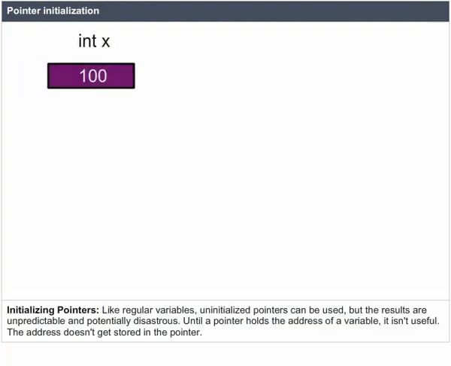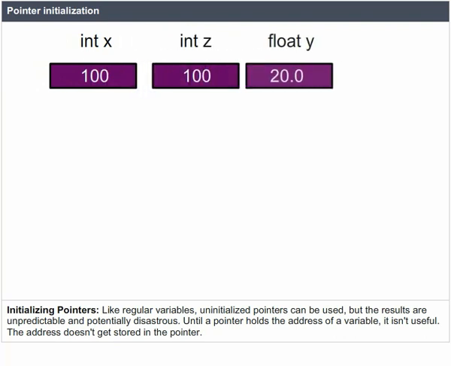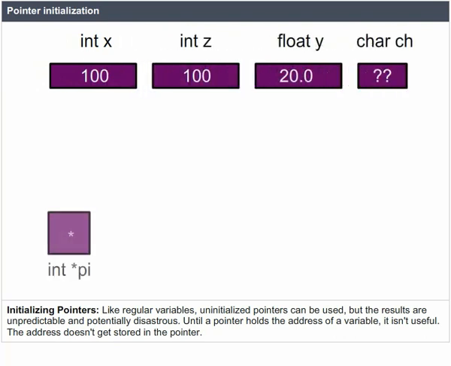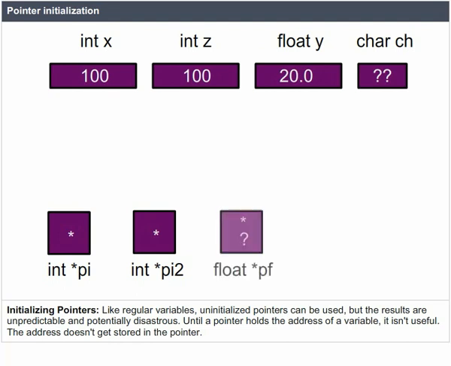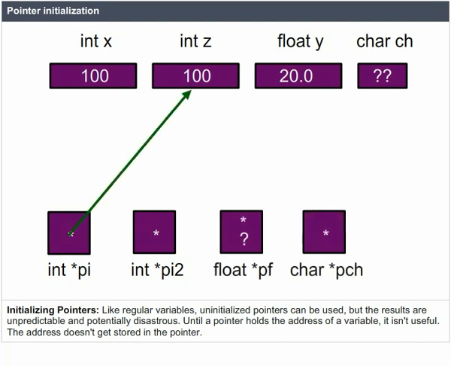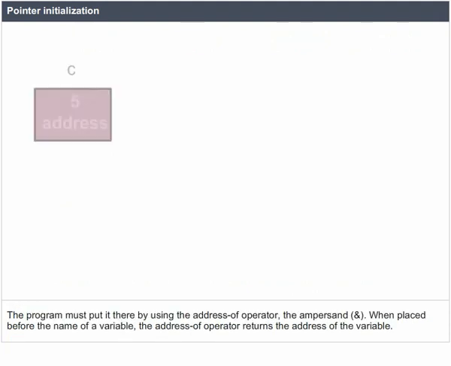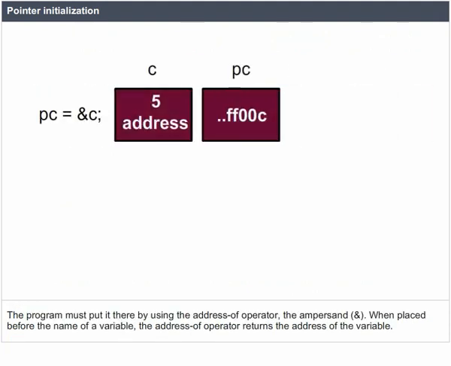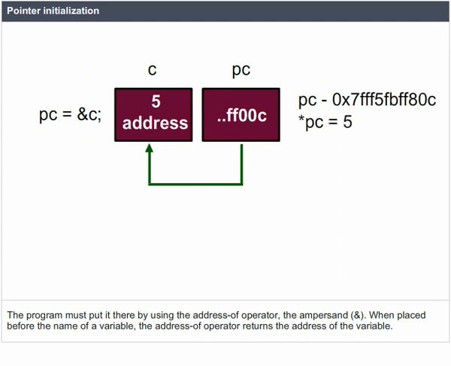Pointer initialization. Initializing pointers. Like regular variables, uninitialized pointers can be used, but the results are unpredictable and potentially disastrous. Until a pointer holds the address of a variable, it isn't useful. The address doesn't get stored in the pointer by itself. The program must put it there by using the address-of operator, the ampersand (&). When placed before the name of a variable, the address-of operator returns the address of the variable.